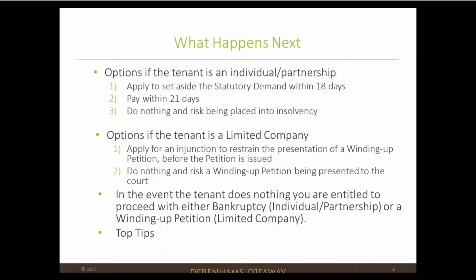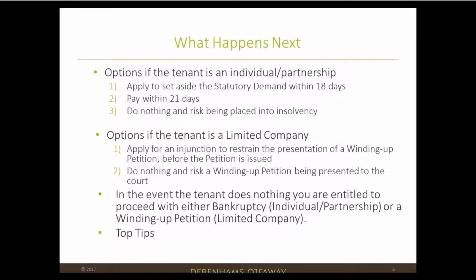Okay, so let's get on to some top tips. Right, so first of all, it's important to be aware of the value of the rent that you've got outstanding. So firstly, if it's an individual or a partnership, the bankruptcy limit is now £5,000. So you must make sure that the arrears amount to over £5,000. If it's a company, then it's lower. It's £750 before you can press ahead. So just check the amount that is owed before you issue the demand.